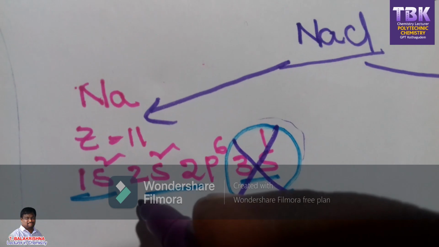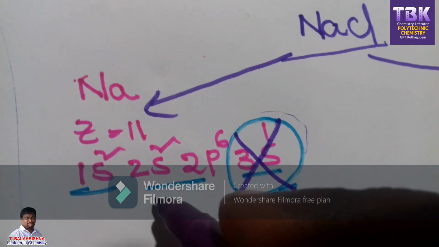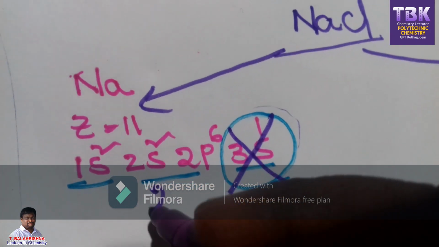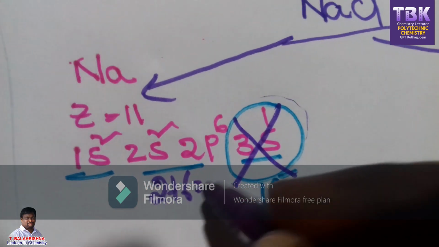So which one is the outermost orbit? The second orbit. If you consider the second orbit, how many electrons? 2 plus 6, 8 electrons.